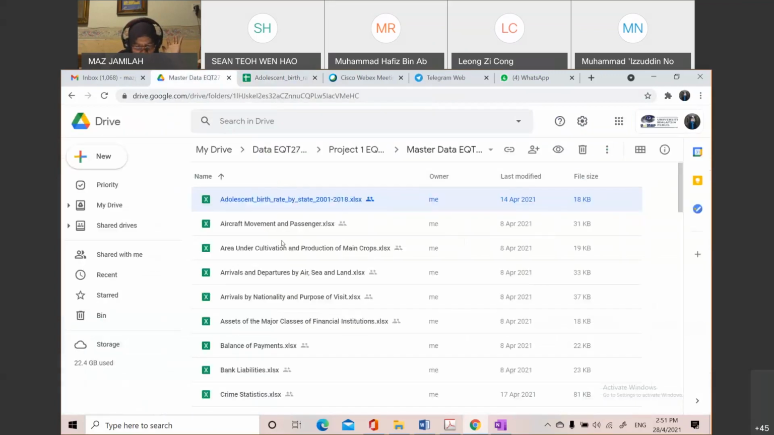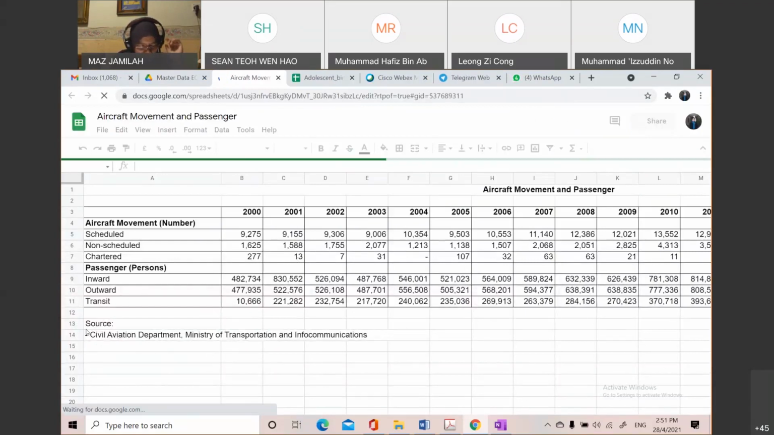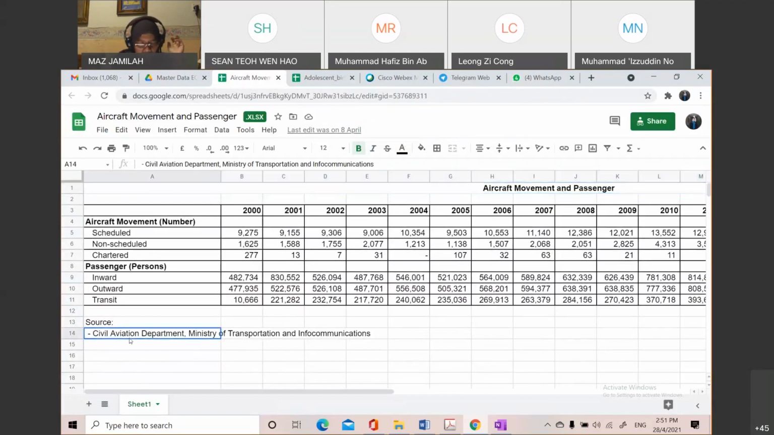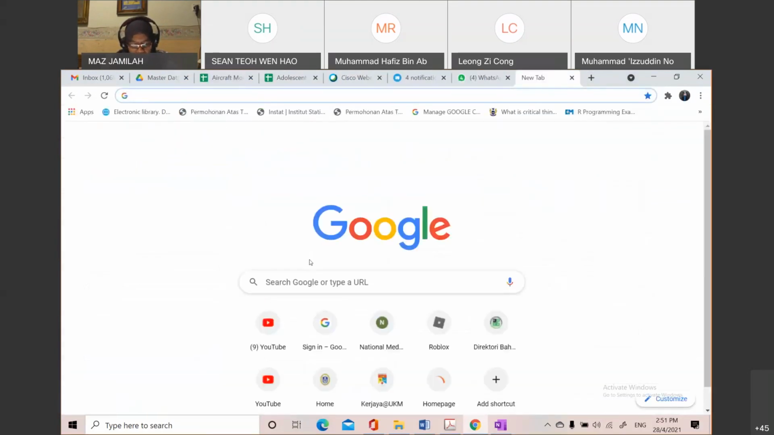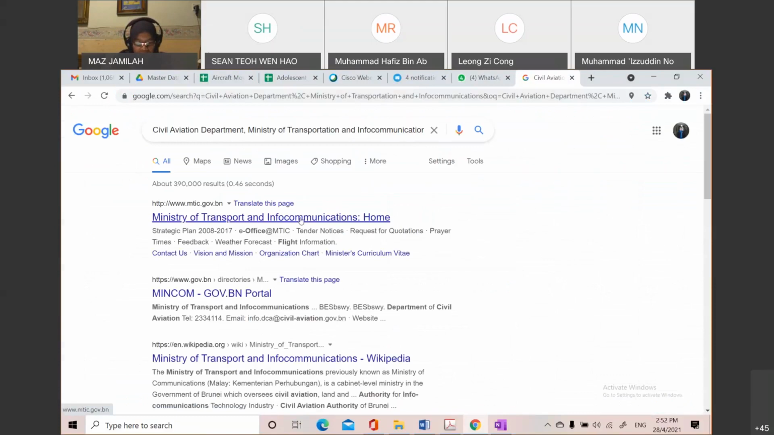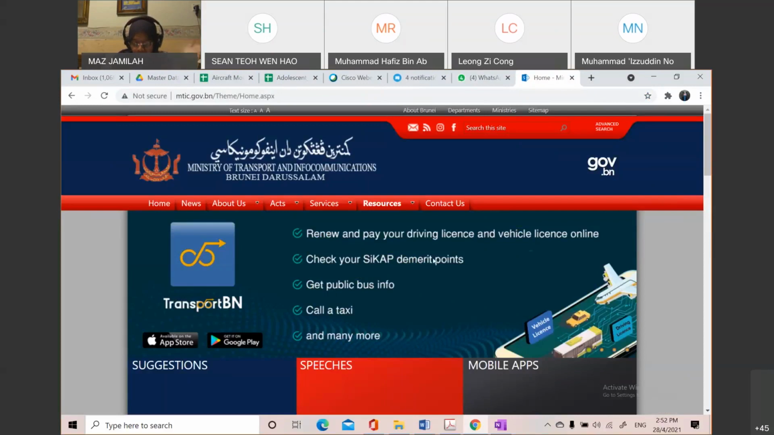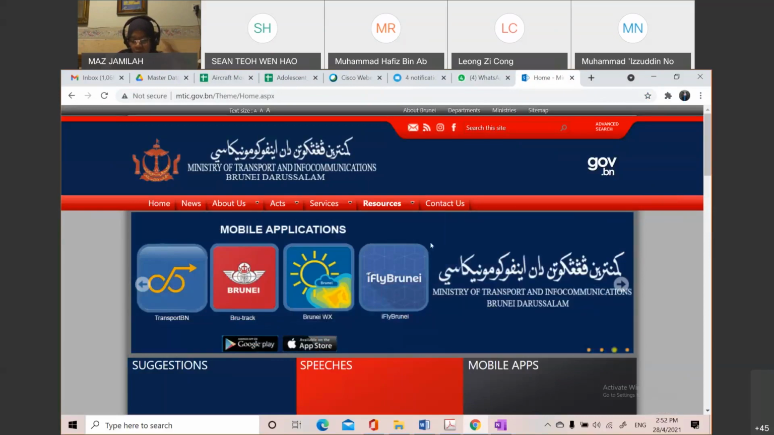Let's say we look for another data, aircraft movement passenger. Now the aircraft movement passenger is from the Civil Aviation, Ministry of Transportation and Info Communication. What happened is that I can copy this and find from your Google search where this is coming from. So this one, it clearly turns out that it is from the Brunei Department of Statistics. This is how we look.